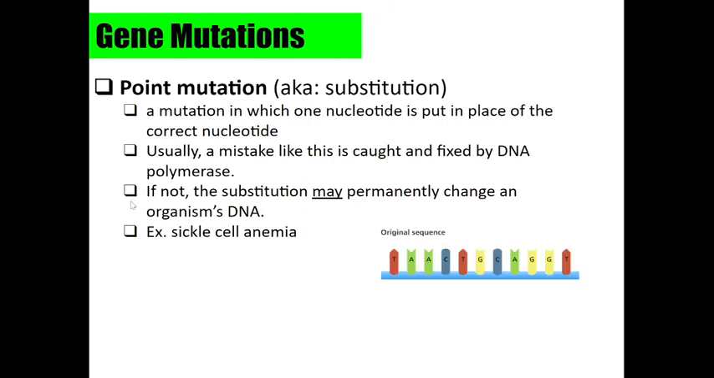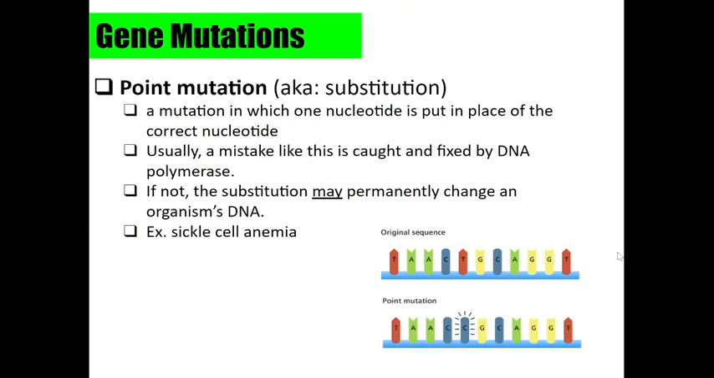So here we have our original sequence of DNA, and we know this is our DNA because of the presence of the T. Now we can see that a point mutation has occurred. Instead of there being a T here, it has been substituted or replaced with this C.